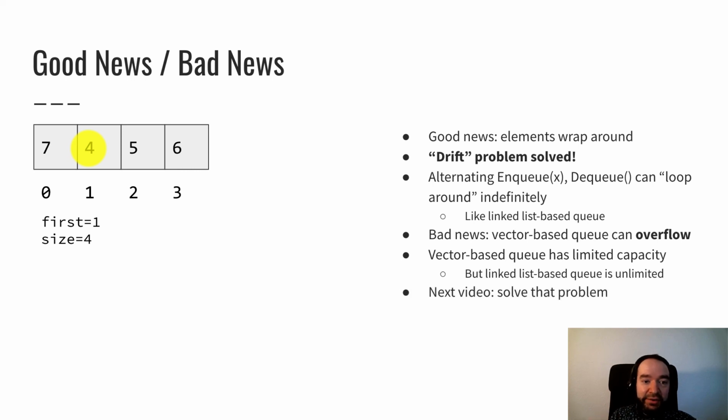So in the next video, we're going to solve this one last problem of the limited capacity. We're going to make it so that our vector-based queue can grow its capacity so that the vector-based queue can hold as many elements as we want.